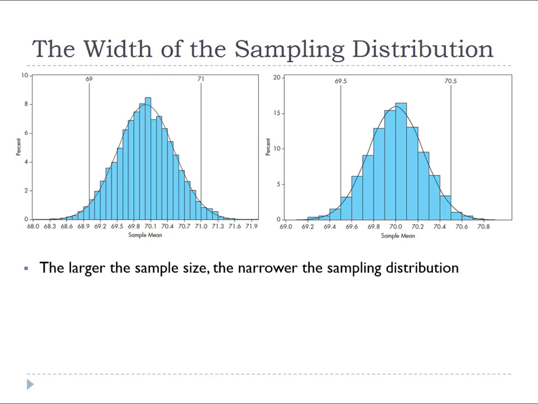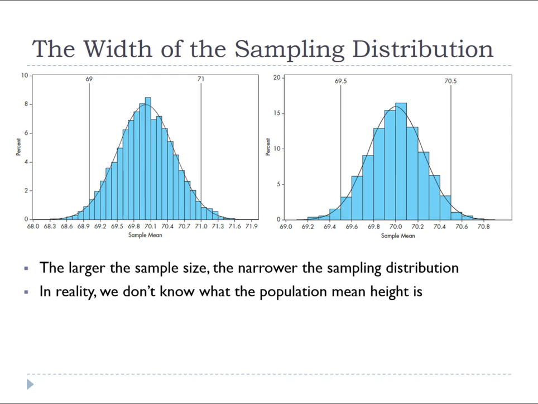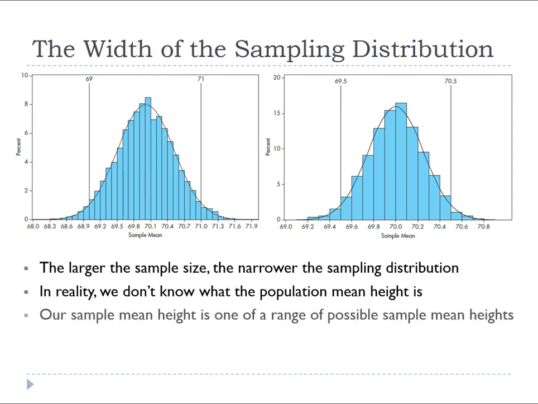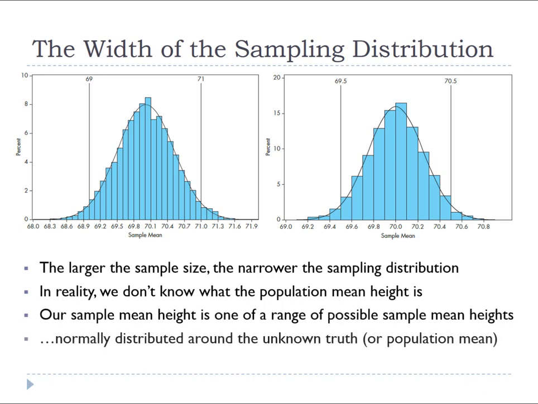In reality, we don't know what the population mean is. However, what we do know is that our sample mean, if based on quality data, is one of a range of possible sample means that are normally distributed around the population mean, whatever that population mean may be.